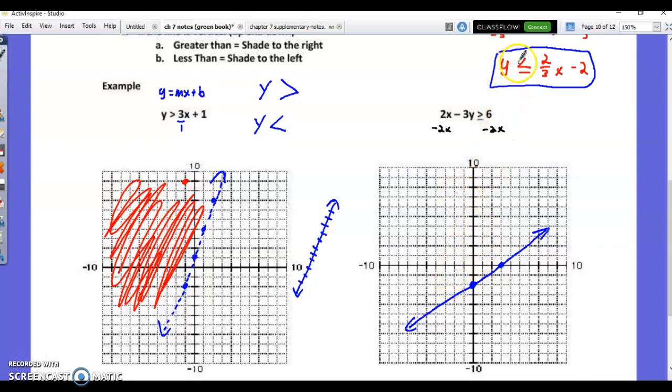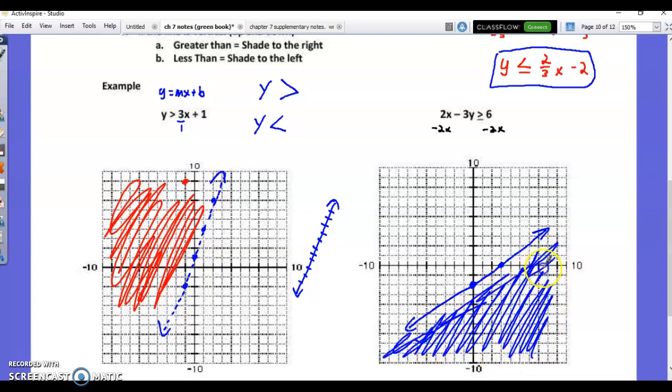So now I have to determine which side I am going to shade. Because this says y is less than, I have to shade below this line, so I'm shading everything down here, and that will represent everything that is less than. All these points picked in space would be solutions to that.